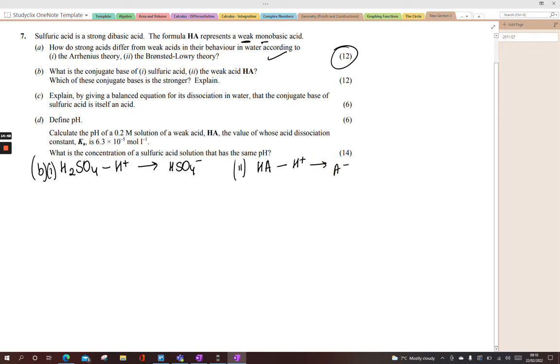Which of these conjugate bases is stronger? So this goes back to the fact that the stronger the acid, the weaker its conjugate base, or the weaker the acid, the stronger the conjugate base. So which one is stronger is A minus, as weaker acids give stronger conjugate bases.